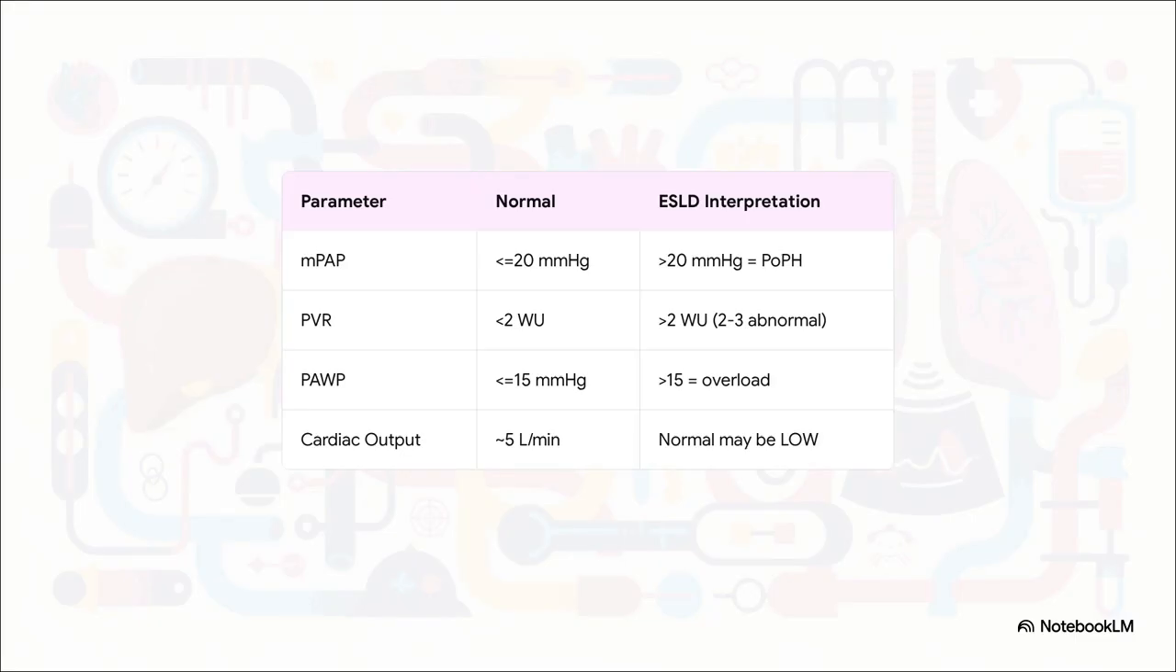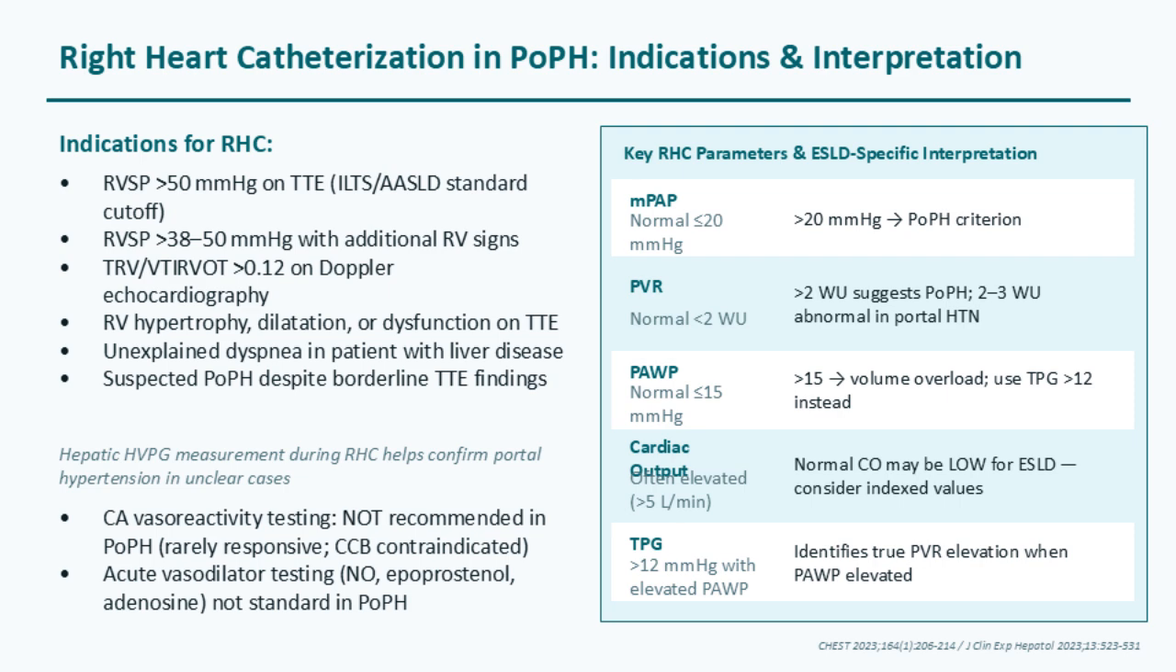Now, we must address one of the most critical pitfalls for anyone interpreting RHC data in a liver unit. End-stage liver disease creates a completely bizarre hemodynamic environment that can so easily trick even an experienced physician. First, let's talk about cardiac output. Cirrhotic patients are typically in a massively hyperdynamic state due to profound splanchnic vasodilation. Their baseline resting cardiac output might be 8, 9, or even 10 liters per minute.